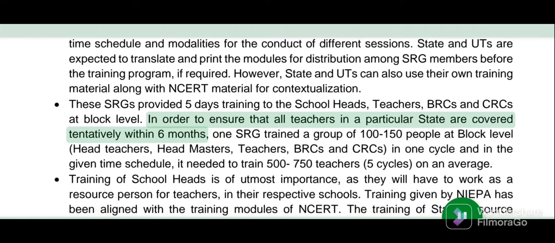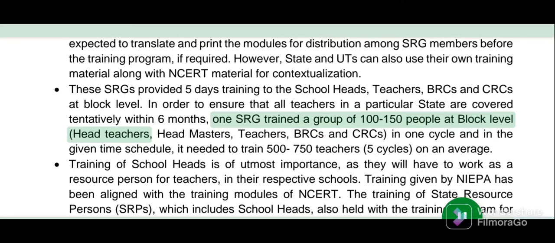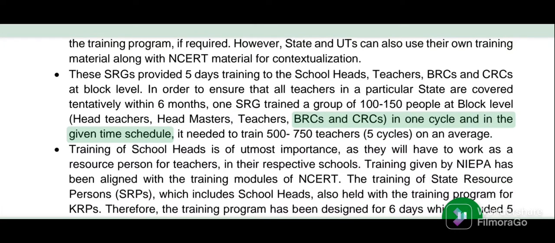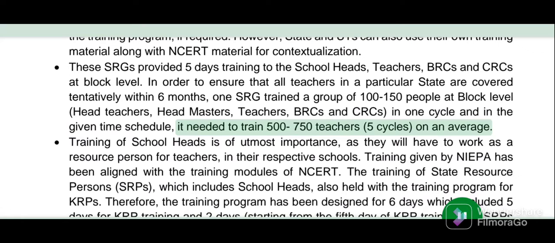In order to ensure that all teachers in a particular state are covered tentatively within 6 months, one SRG trained a group of 100 to 150 people at block level, head teachers, headmasters, teachers, BRCs and CRCs in one cycle, and in the given time schedule, it needed to train 500 to 750 teachers in 5 cycles on an average.